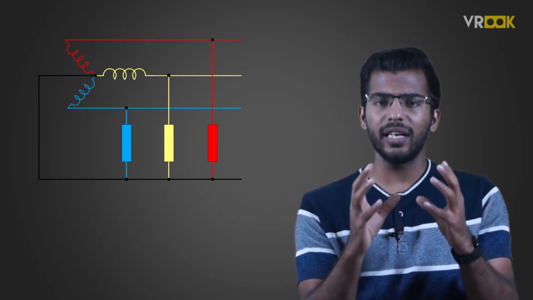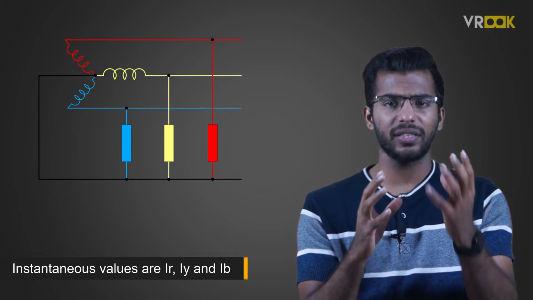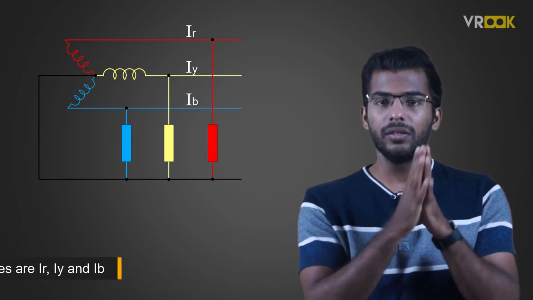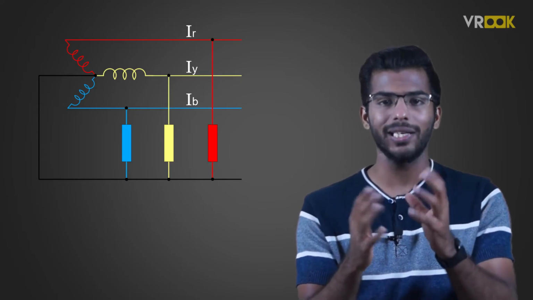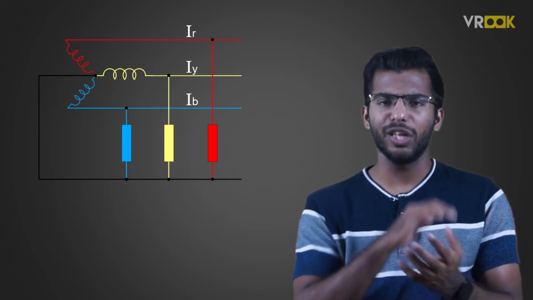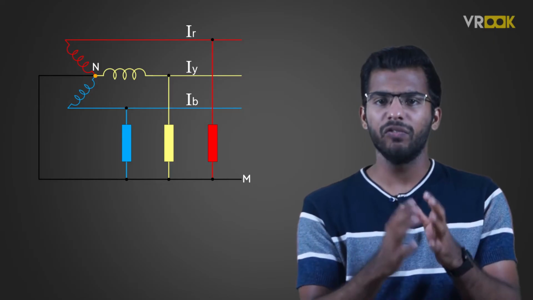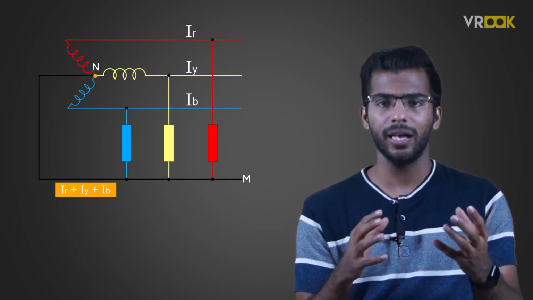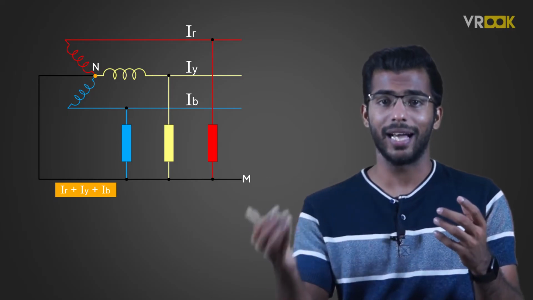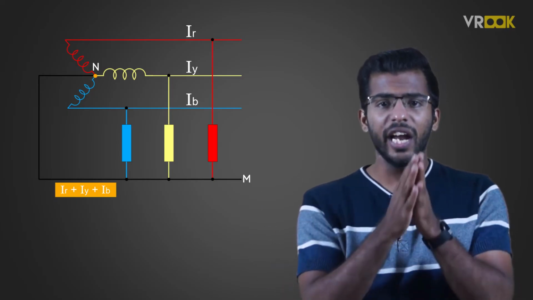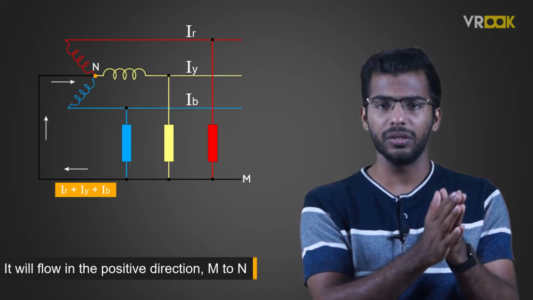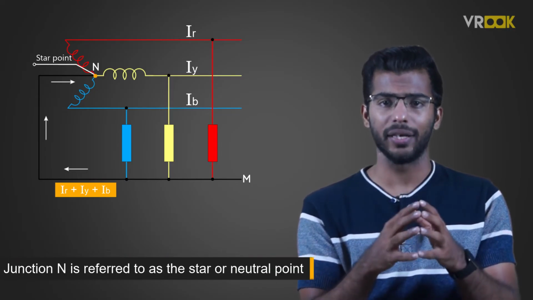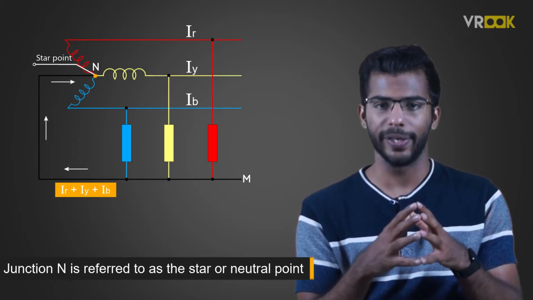Now, the instantaneous values of the three-phase currents are IR, IY and IB. The subscripts denote the coil colors. The current flowing in the common conductor MN will be the sum of these phase currents, that is IR plus IY plus IB. It will flow in the positive direction from M to N. The junction N is referred to as the star or neutral point.